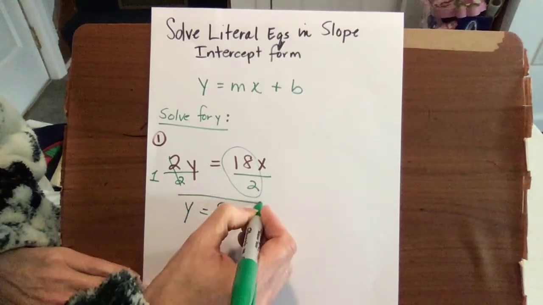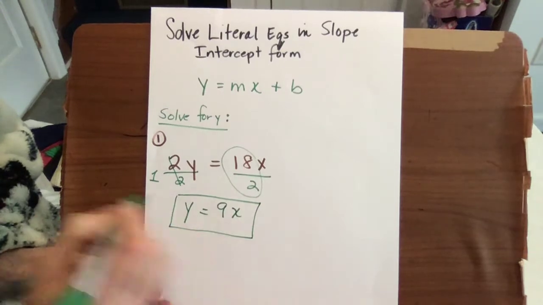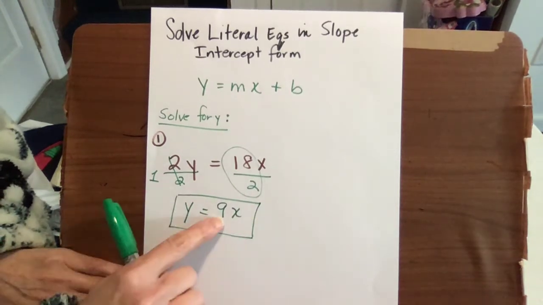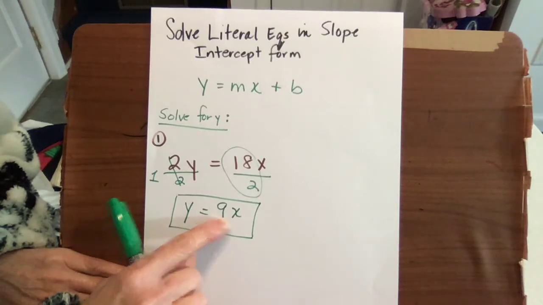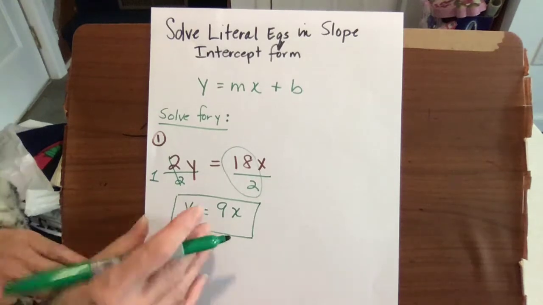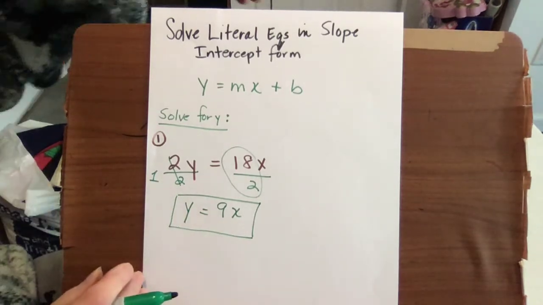And what we have done is we have solved for y in terms of x, or put it into y equals mx plus b form, where m is the slope, 9 over 1. There's nothing being added to it, so b is 0. And we'd be able to graph this equation if we needed to do that.